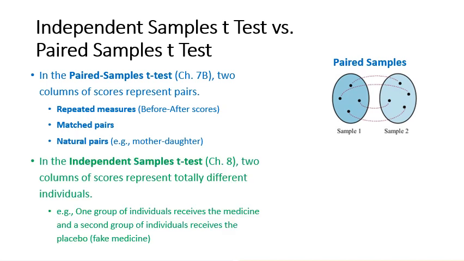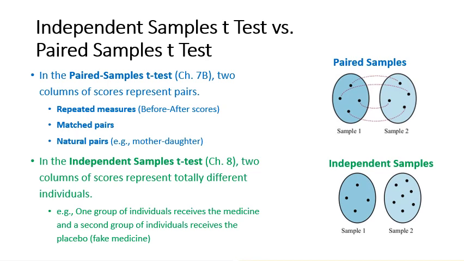In the independent samples t-test, it might kind of look the same because we still have two columns of scores, but they represent totally different individuals. So maybe one group of people receives the medicine and the second group of people receives the placebo, the fake medicine, to see if the medicine is effective. And so it kind of looks the same, right? Because we have two samples. But you can see that the samples are totally independent. They're totally different people in sample 1 and sample 2.